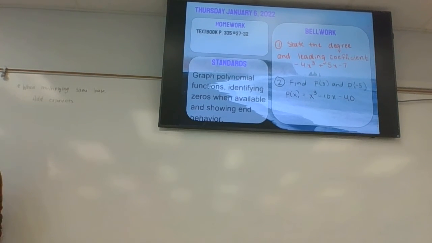Graphing polynomial functions, identifying zeros, and showing end behavior. Does anybody remember what zeros are? The zeros of a graph or the zeros of a function. What are the zeros? The solutions are zeros. Where do they show up on the graph? They're x-intercepts, right? Zeros are x-intercepts. So we're reviewing that today.